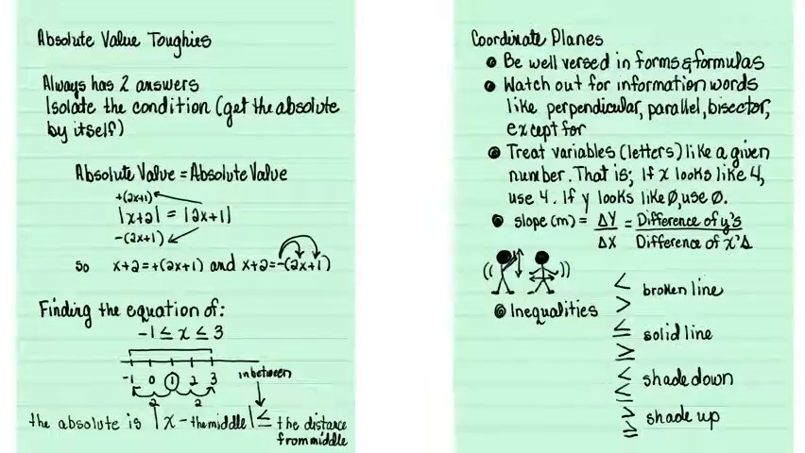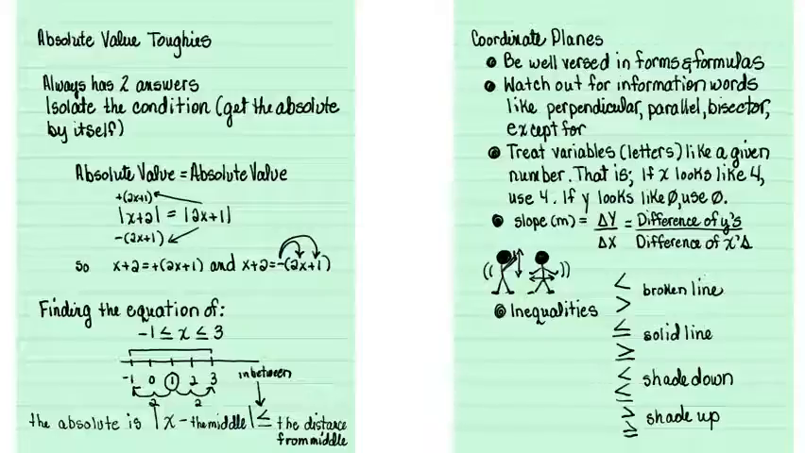All right, I included in this a little bit about the absolute values. They look like some of the harder ones to go and do over the inequalities. You just have to remember that they have two answers. You have to isolate that condition, get the absolute value all by itself. One of the ones that's a little bit strange looking is when you have absolute value equals absolute value.